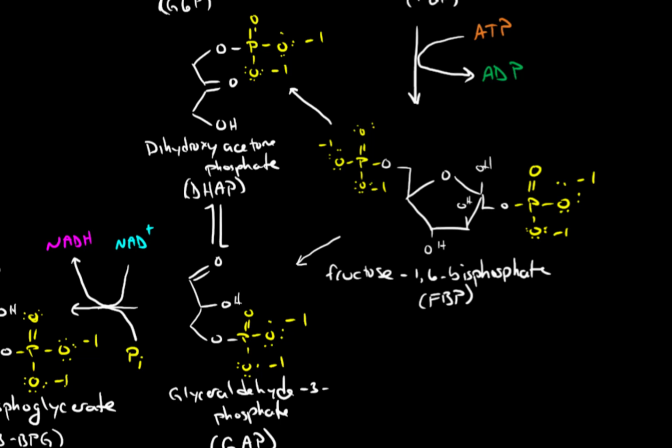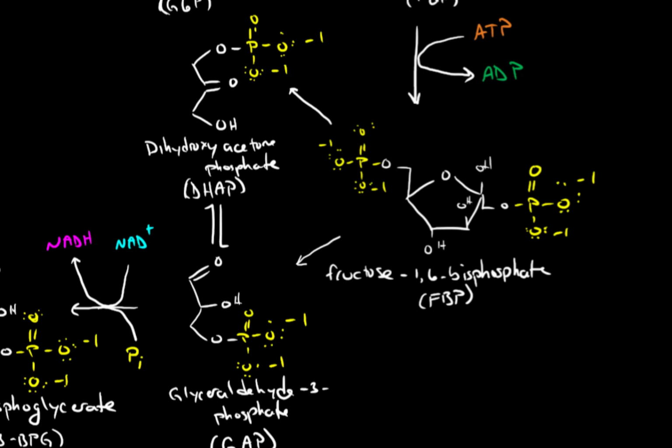There's actually an equilibrium here between the glyceraldehyde 3-phosphate and the dihydroxyacetone phosphate. These 2 molecules can very quickly interconvert using an enzyme that works very, very quickly, and we'll look at this enzyme in a later video.